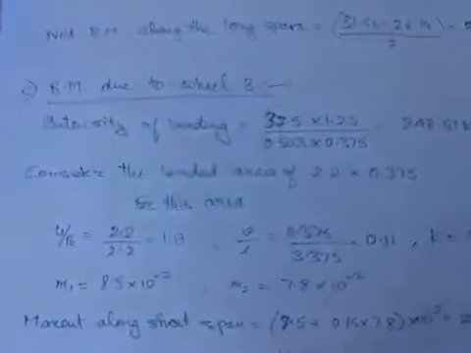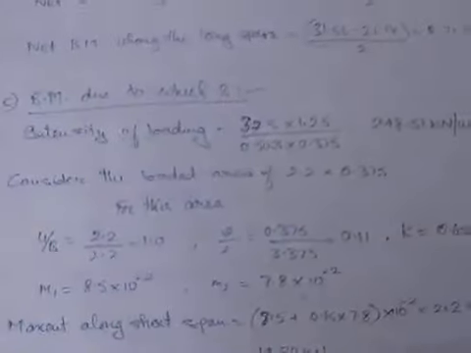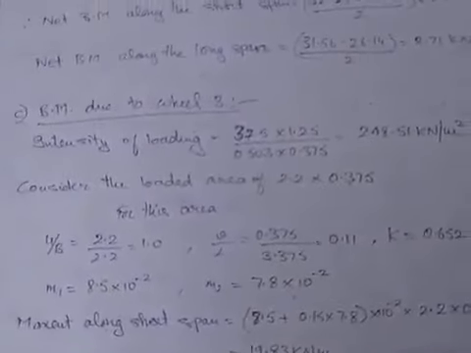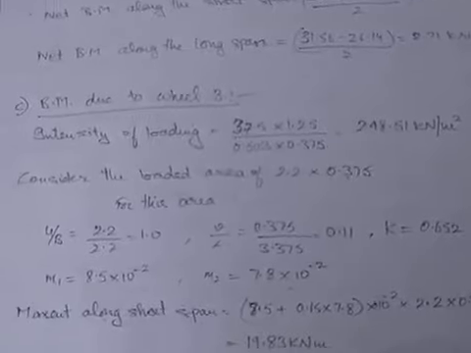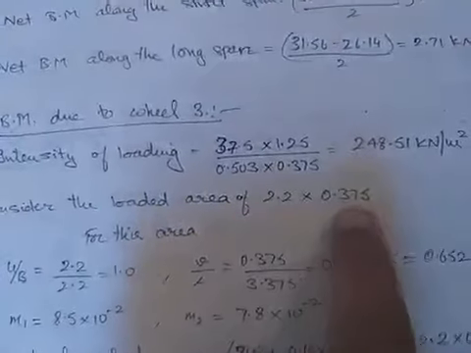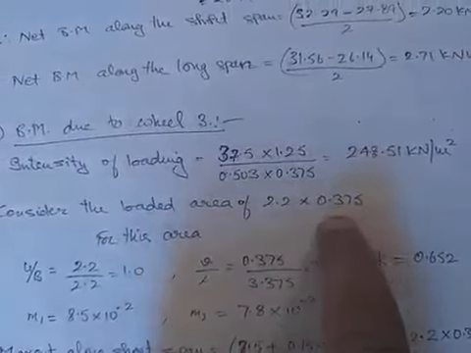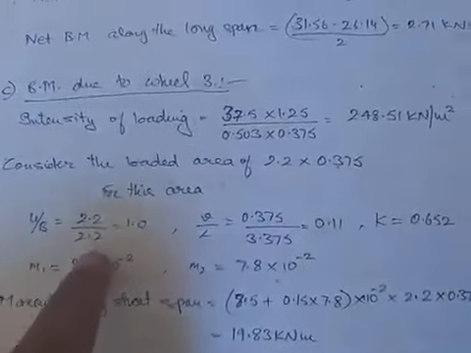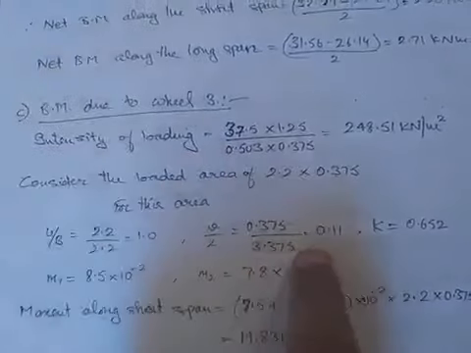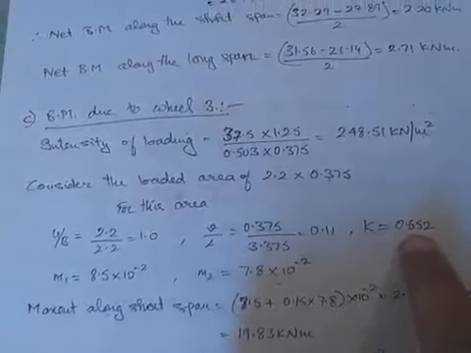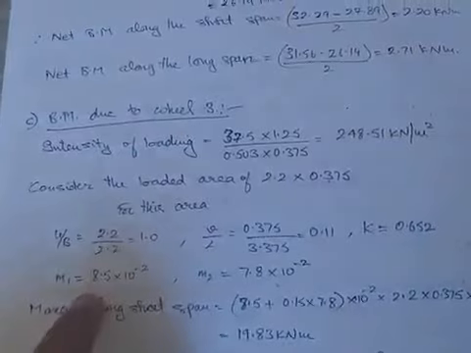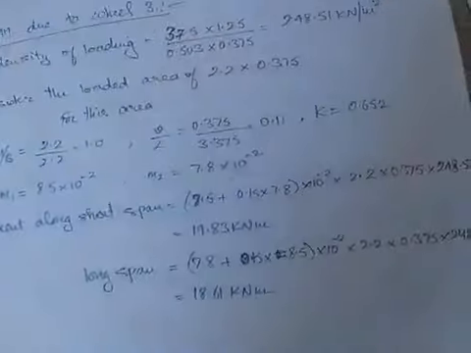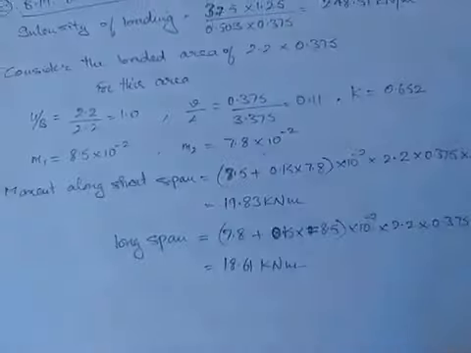In the calculations, you can see that the intensity of the loading in this case will be 37.5 into 1.25 divided by the load dispersion area. Considering the loaded area 2.2, that was the full area, for this area you can calculate the u by b values. So u by b will be 2.2 by 2.21, this is 0.11, and k is again 6.652. You can calculate the values of m1 and m2, and hence you can calculate the values of the moments along the short span and the long span.